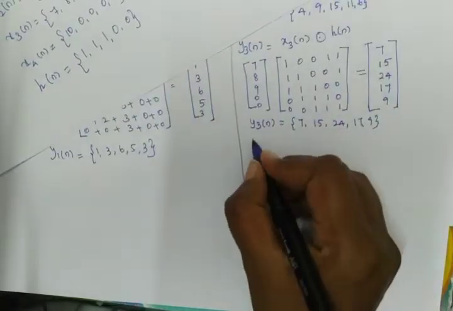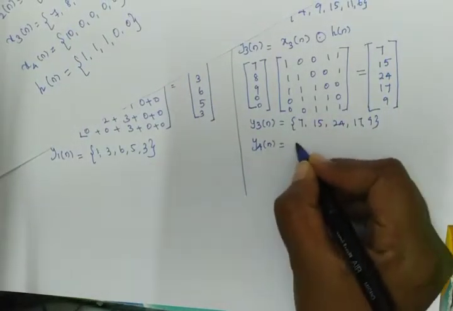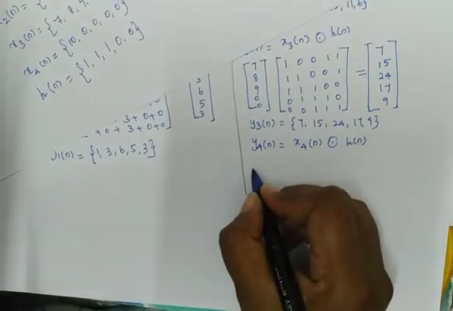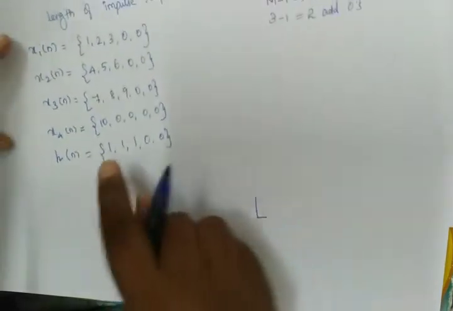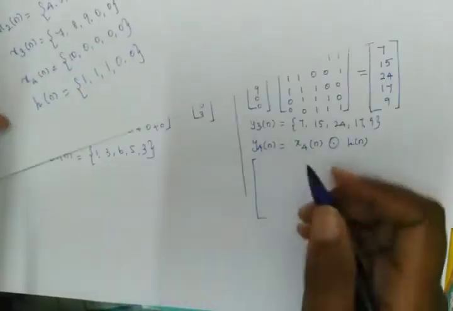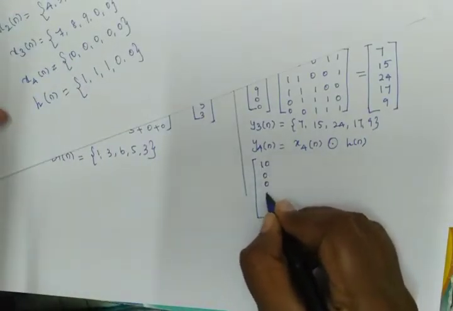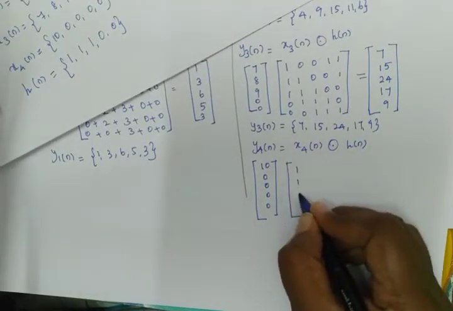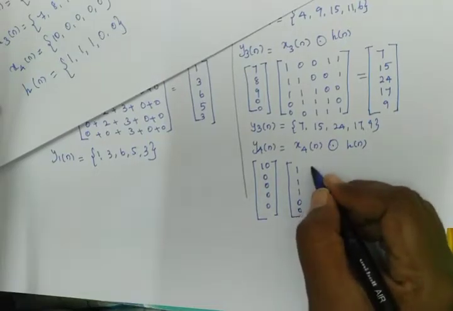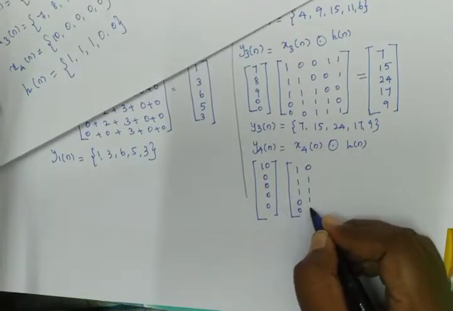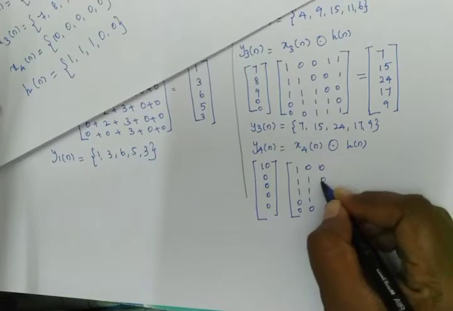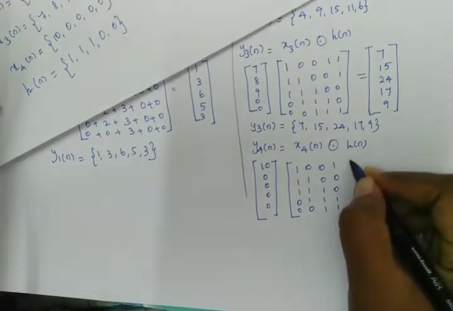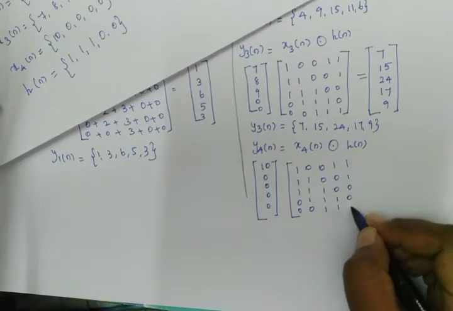Now y4 of n will be equal to x4 of n circular convoluted with h of n. Now what is y4 of n? Here we have 10, 0, 0, 0. The remaining will be 0, 0, 0, 0. And now we know h of n, that is 1, 1, 1, 0, 0. Then 0, 1, 1, 0. 0, 0, 1, 1. 1, 0, 0, 1, 1, 1, 0, 0, 1.